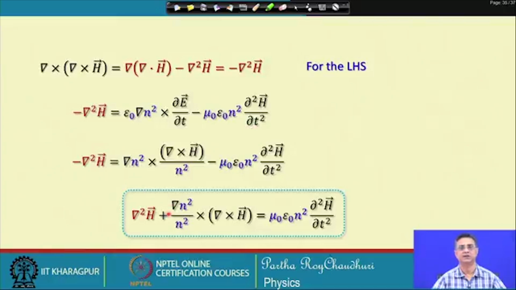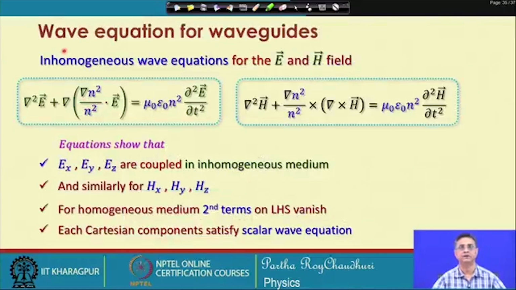So, as a result we can reduce this equation into this form, and it is somewhat similar to the one for the electric field, but there is a difference, and we will see that for the TE mode the scalar equation retains, whereas for TM mode this equation becomes valid. We will see. So, the wave equation for the waveguides, inhomogeneous wave equations for the E and H fields, we can write side by side, just to compare that there is a difference in the middle term which has appeared here in the case of inhomogeneous medium.